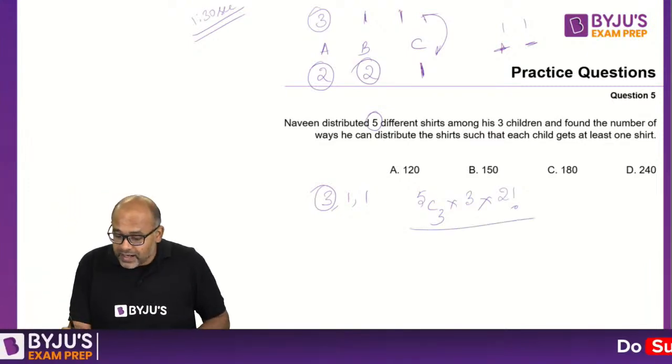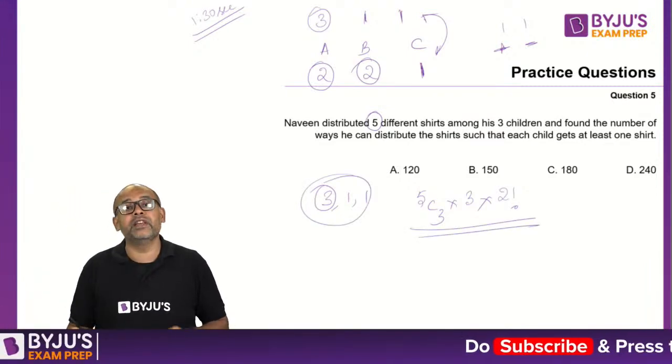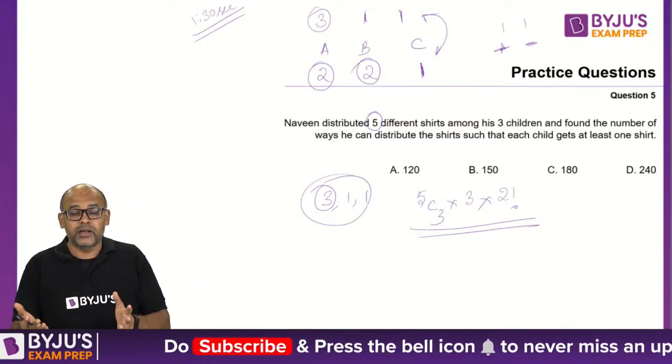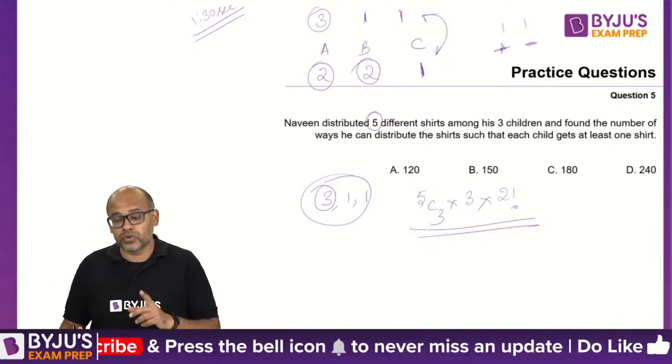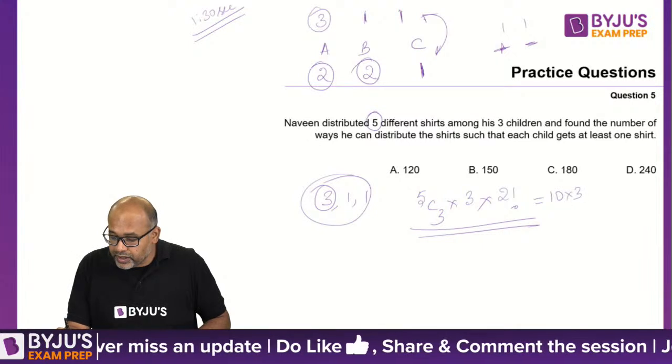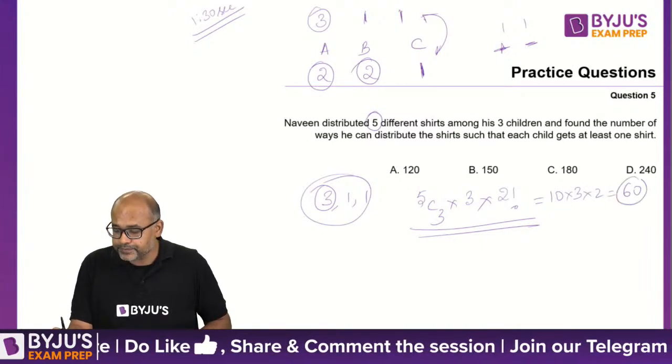So this is the answer to the case of 3, 1, 1. Who will get 3, who will get 1 and what is that 1? Basically it is given by 5C3 into 3 into 2. So basically this is 5C3 is 10 into 3 into 2 which is 60.